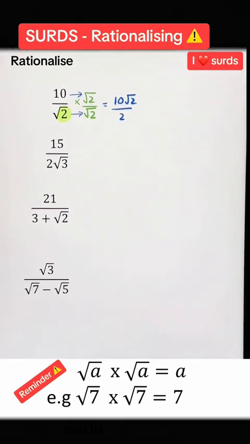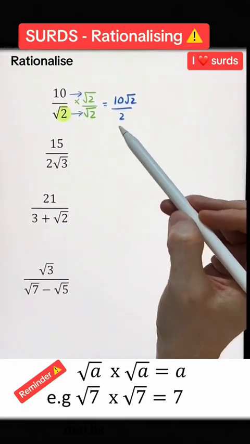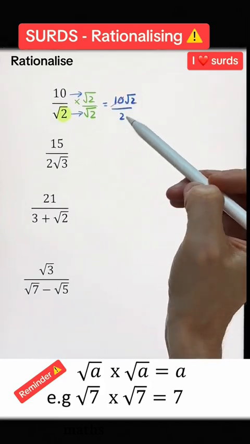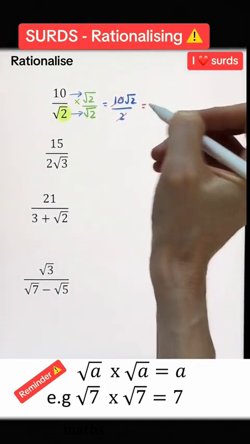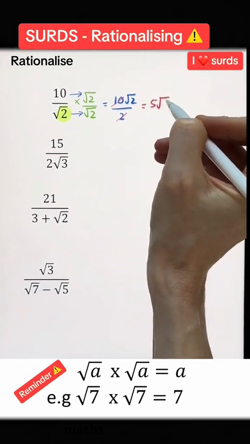Always check whether you can simplify your answer. In this case, 10 lots of root 2 divided by 2. The numbers on the outside, we know 10 divided by 2 gives us 5 lots. So I've got 5 lots of root 2.